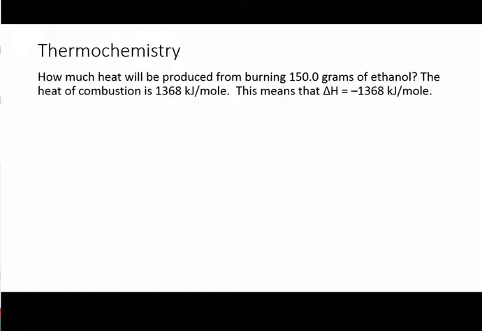That's pretty fast, huh? The heat of combustion is 1368 kilojoules per mole, and this means that delta H is equal to negative 1368 kilojoules per mole. I put that in there just to remind you of something that you kind of need to know, and that is that when we talk about heat of combustion, that is referring to what's happening in the surroundings. When we talk about delta H, the enthalpy, that's what's happening in the system.